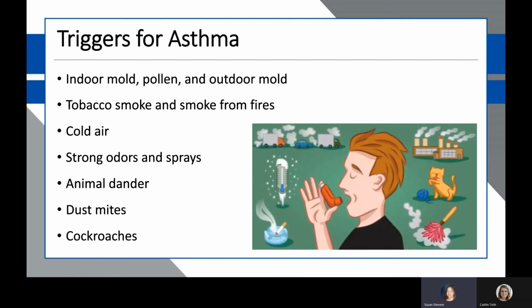Some of the triggers for asthma include indoor mold, pollen, and outdoor mold, tobacco smoke and smoke from fires, cold air, strong odors and sprays, animal dander, dust mites, and cockroaches.